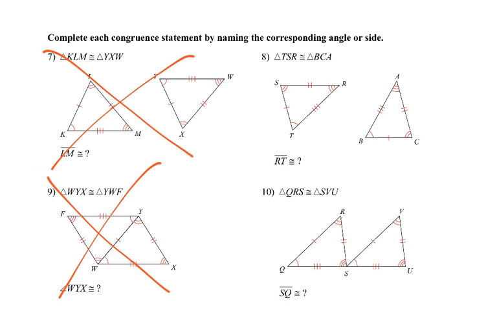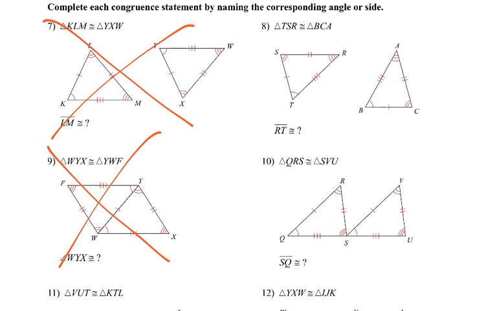And the problems I crossed out are the ones that we have already done. So we're just going to pick it up where we left off and go from there. This first set of questions says complete each congruent statement by naming the corresponding angle or side.